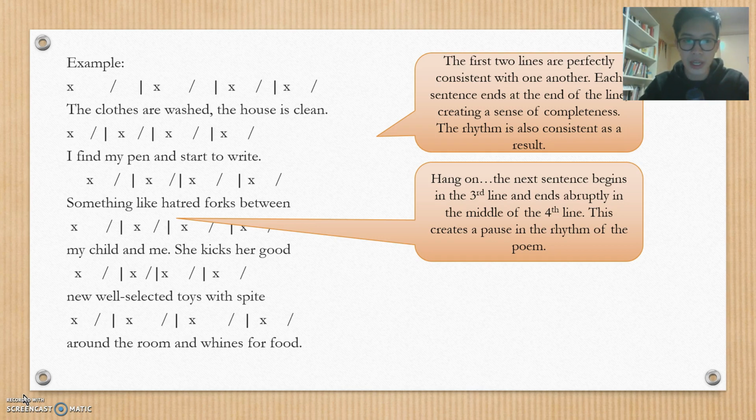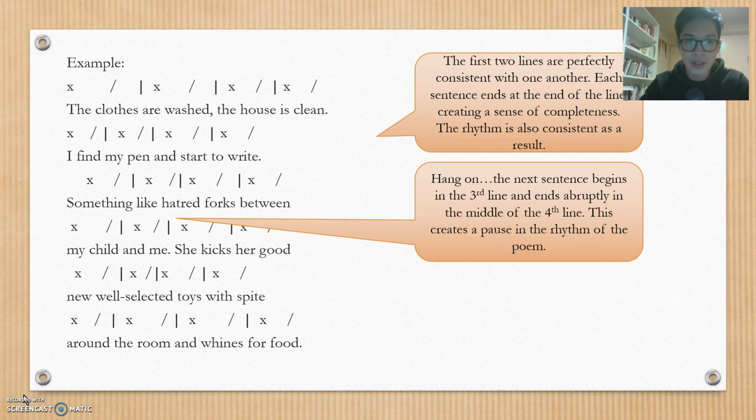The first two lines have a consistent rhythm and consistently end at the same point. But the next one, in the third and fourth line, ends in the middle of the fourth line. This causes a pause in the rhythm of the poem.